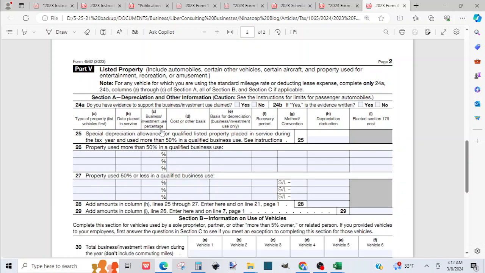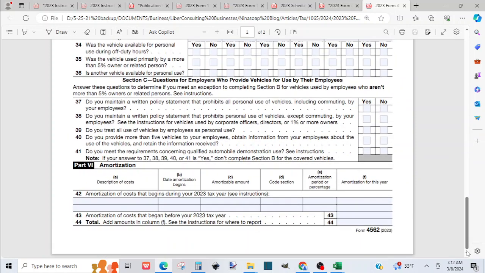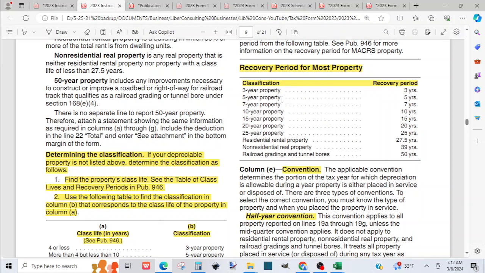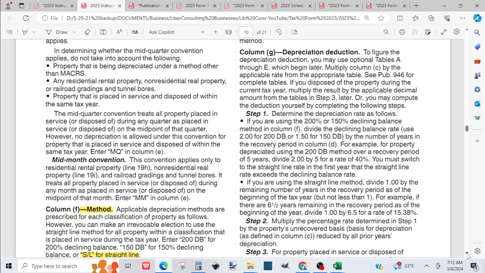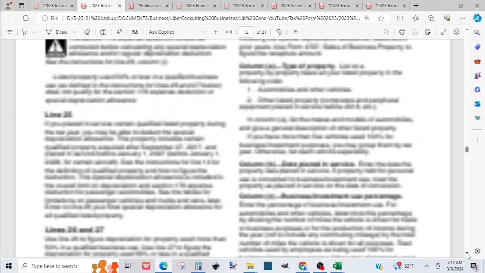And if you have a vehicle placed in service, you have Part 5 to complete, and then you have amortization. And for amortization, if you have an amortizable asset to amortize, you'll go to the instructions for Form 4562, and brace yourself, I'm going to scroll a little bit fast. We'll go to the amortization section.